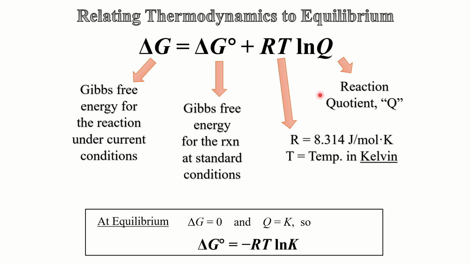A derivation of this you may see. Remember that I just mentioned that if delta G is equal to 0, the forward and reverse processes are equal, meaning that you're at equilibrium. So if delta G is 0, Q must be equal to K, and this equation can be simplified to delta G naught equals negative RT ln K.